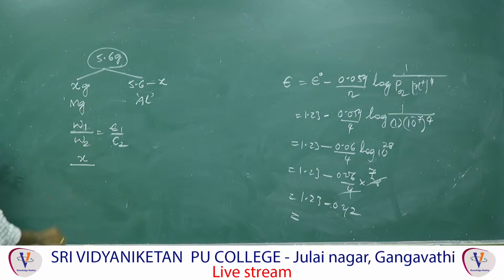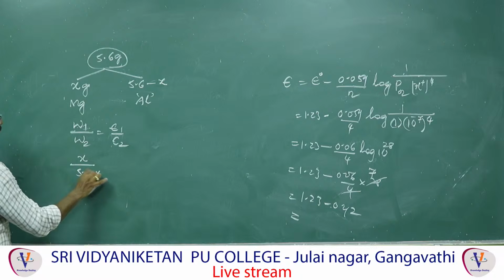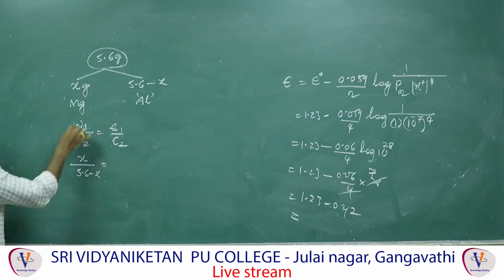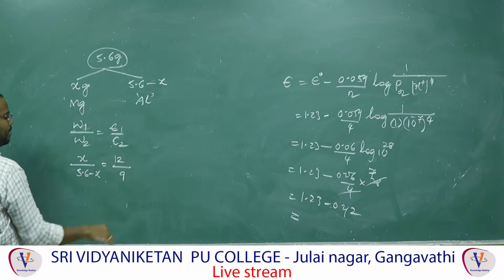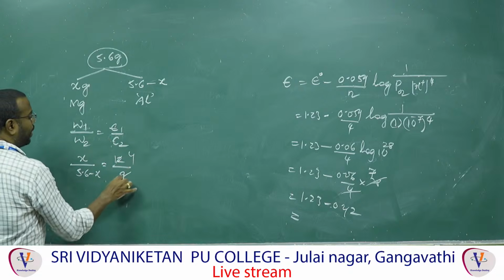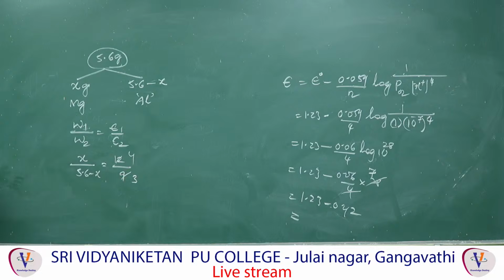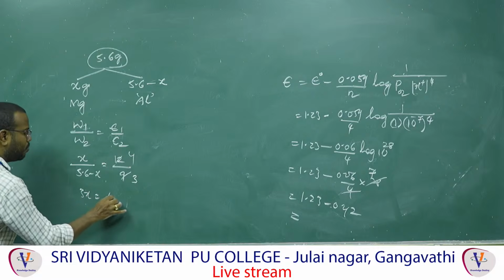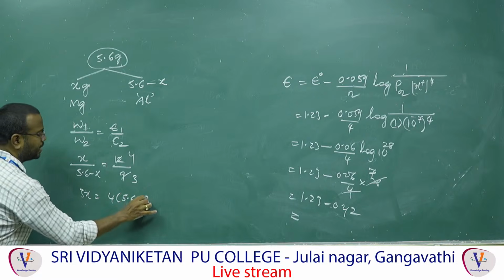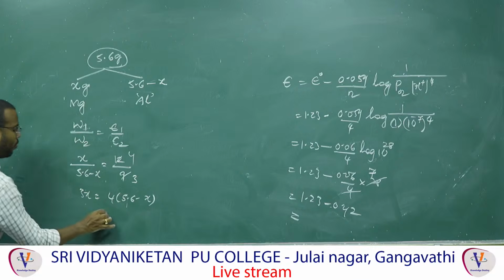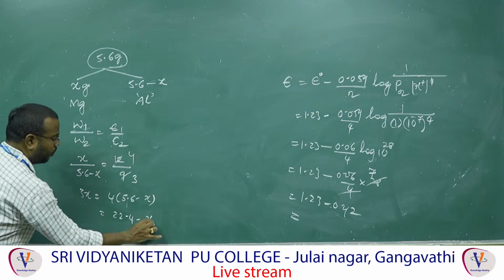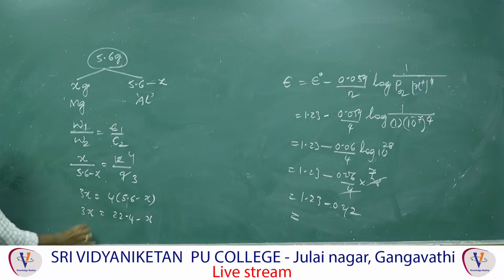Weight of the second substance, what we have is 5.6 minus x. Equivalent mass of magnesium is 12. Equivalent mass of aluminum is 9. We have 4 by 3 if you simplify that. Then we have 3x equals 4 into 5.6 minus x. So 5.6 into 4 is 22.4 minus 4x, that is 3x.